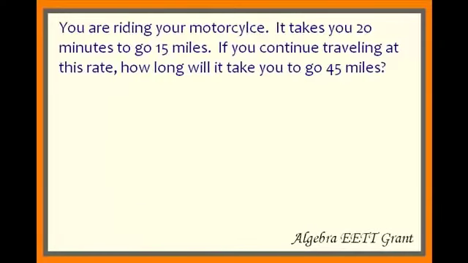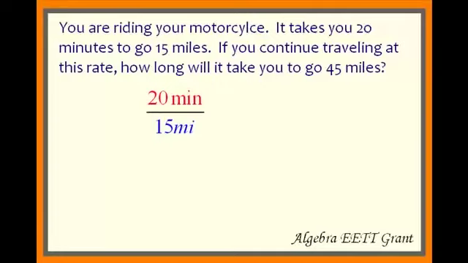Let's do an example that is more meaningful. You are riding your motorcycle. It takes 20 minutes to go 15 miles. If you continue traveling at this rate, how long will it take to go 45 miles? Now we have to set this up as ratios. 20 minutes in 15 miles, so it's 20 minutes per 15 miles. That's the same ratio as the 45 miles. We just don't know how many minutes we've been going.